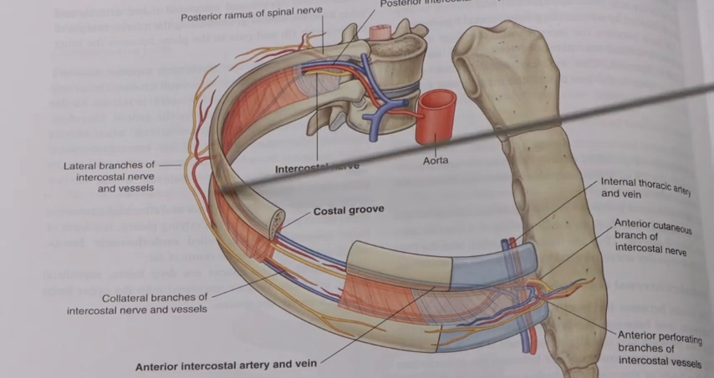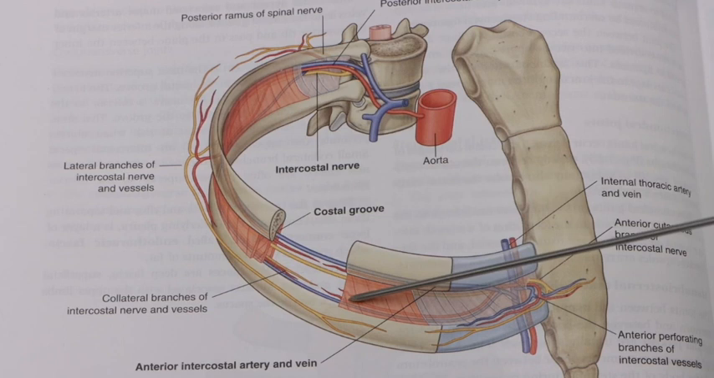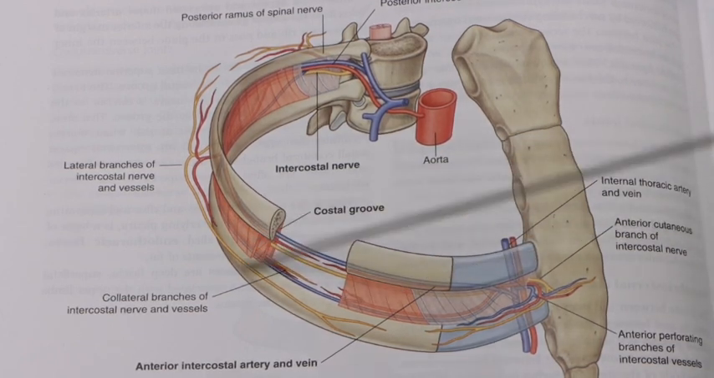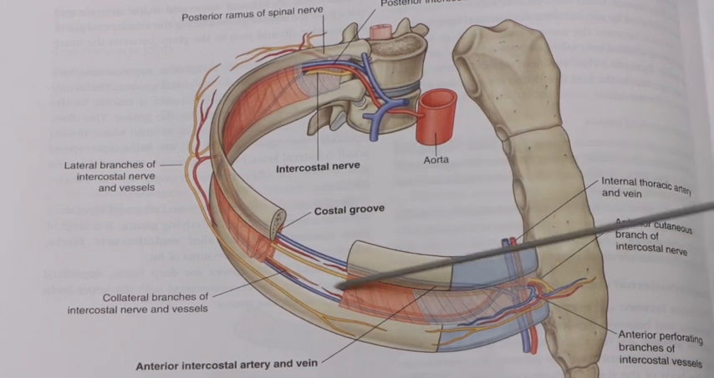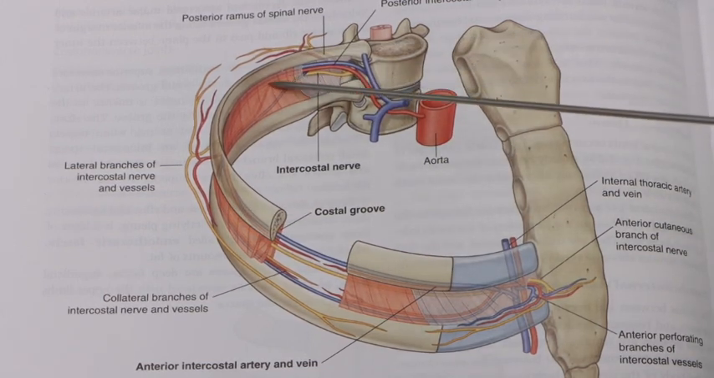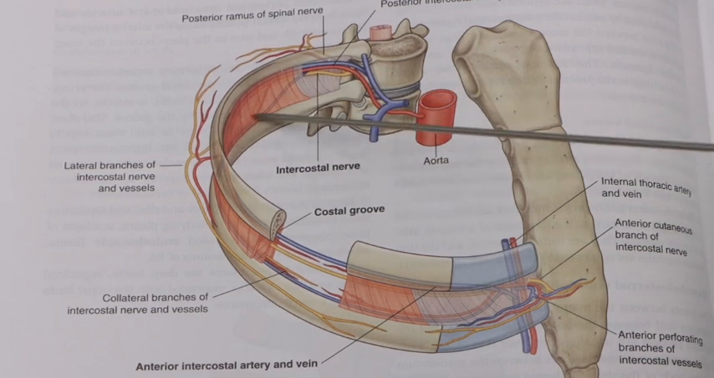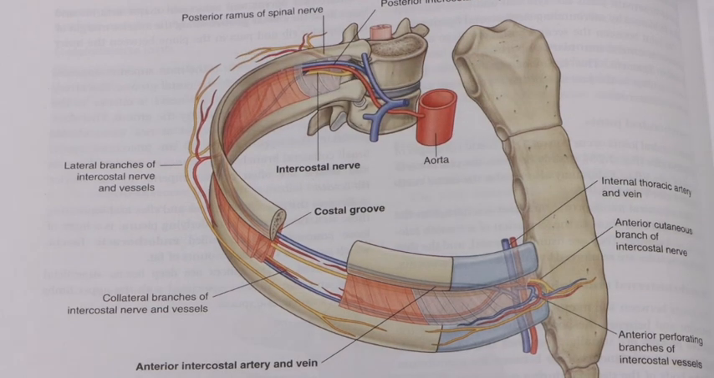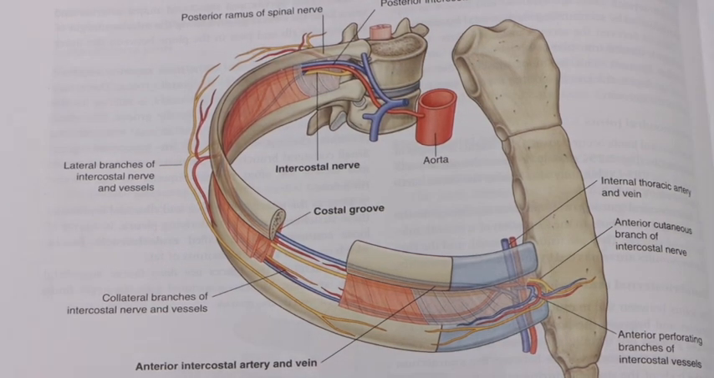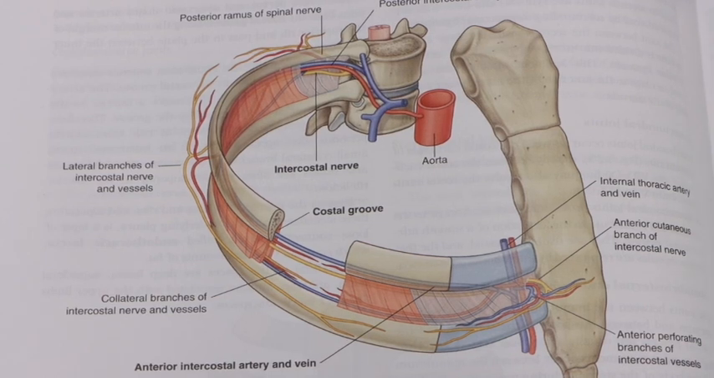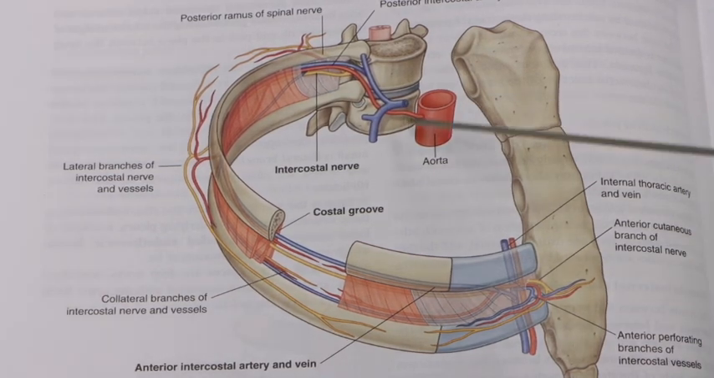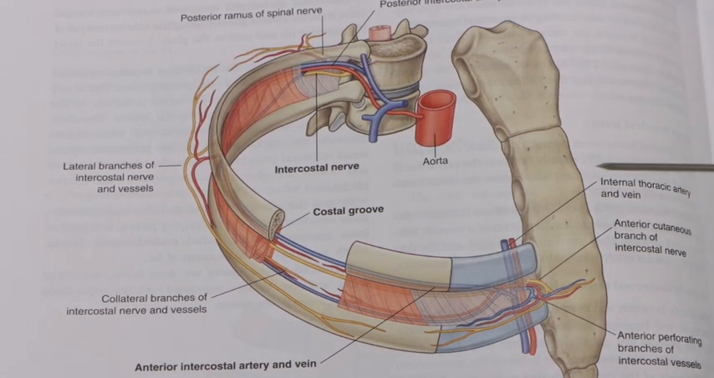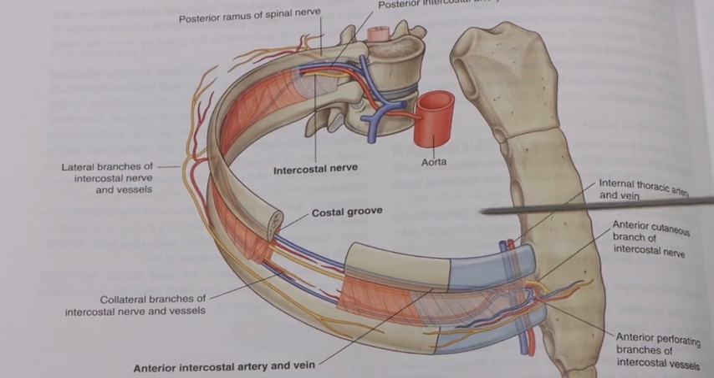Also the collateral passes together with the veins and nerve above the lower rib, the superior surface of the lower rib. So here you can see the collateral, and this collateral artery arises at the level of the costal angle. So this is regarding the posterior intercostal arteries, which supply the majority of the intercostal spaces.